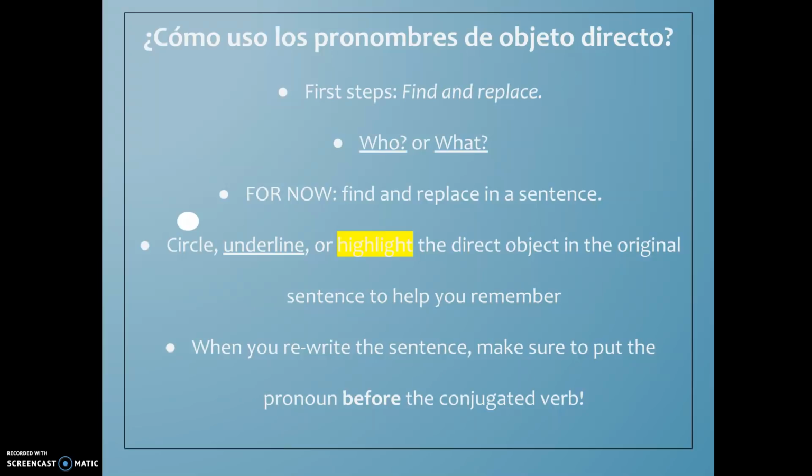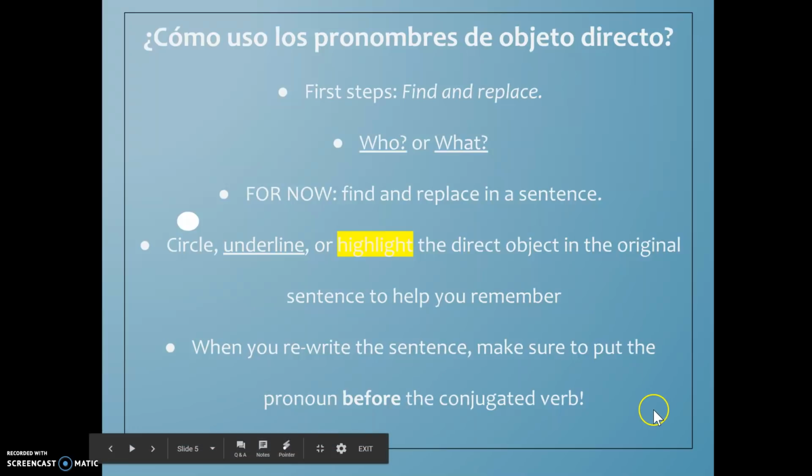Also remember that when you rewrite the sentence, especially at the bottom of Página 3, you need to make sure to put the pronoun before the conjugated verb. Give the activities on Página 3 a try. Pause the video and have me look over your work, or if you want to make sure you're on the right track, call me over and ask me in advance before you start changing your direct objects to direct object pronouns. And then once you feel that you are 100% set and ready to move on, you're going to move on to Página 4, which is los pronombres de objeto indirecto, or indirect object pronouns.